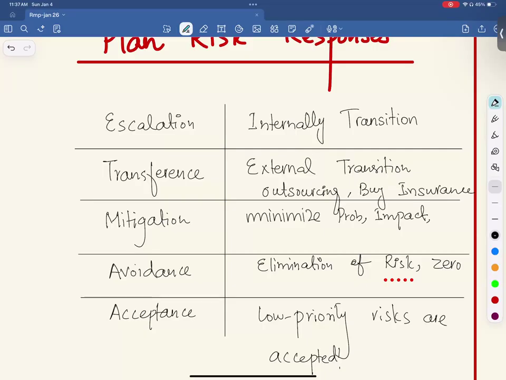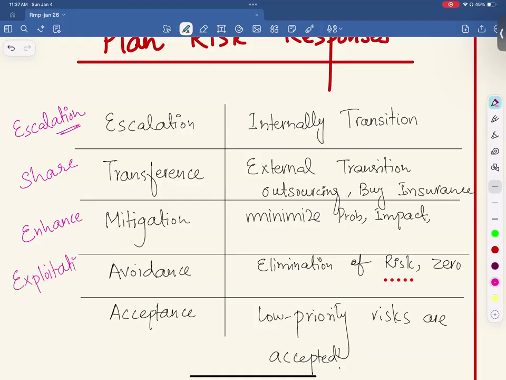Similarly, we have responses for positive risks. So for positive risks or opportunities, there is escalate. If there is a benefit that you cannot handle, somebody else is responsible, you will simply escalate that. Instead of transfer, you share the positive opportunity. That is called share. Instead of mitigation, you enhance the benefit. Instead of avoidance, you exploit. And acceptance remains the same. Please remember this for your exam.